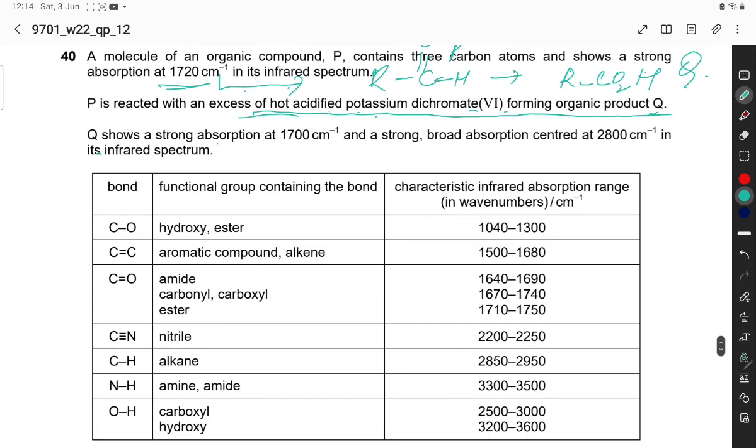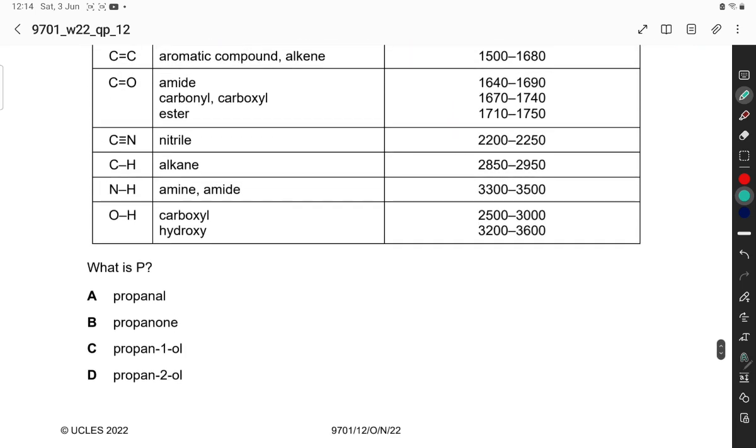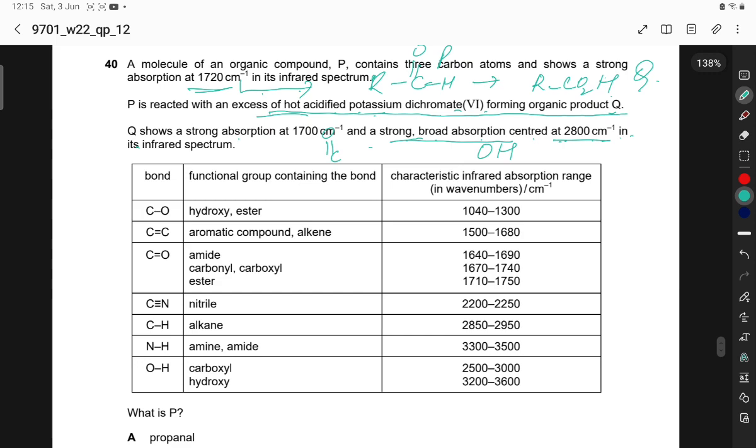Q shows a strong absorption at 1700 cm inverse. This is the absorption of C double bond O, and the strong broad absorption centered at 2800 cm inverse is the OH of a carboxylic acid. So in the infrared spectrum, P should be an aldehyde.